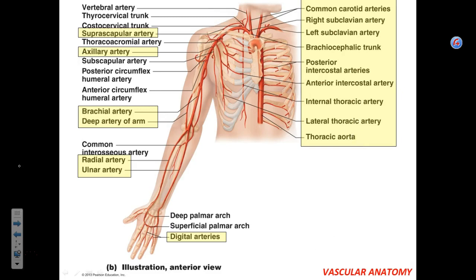So we're going to talk about the arteries of the arm, and we're going to look mostly at the right side. So you've got subclavians, left and right subclavians, right? And then subclavian becomes axillary. Little branch here, suprascapular, the artery that runs above the scapula.